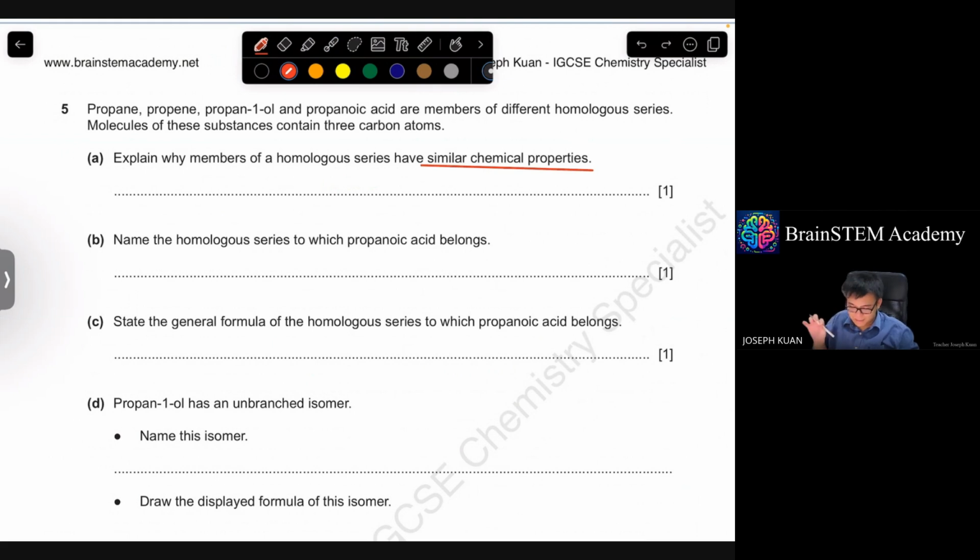Why do they have similar chemical properties? Because of the, allow me to pick up my pen, it just fell. Okay. Why do they have similar chemical properties? Because they have the same functional group.